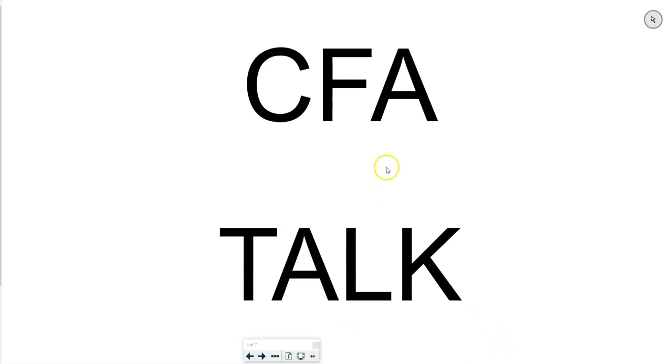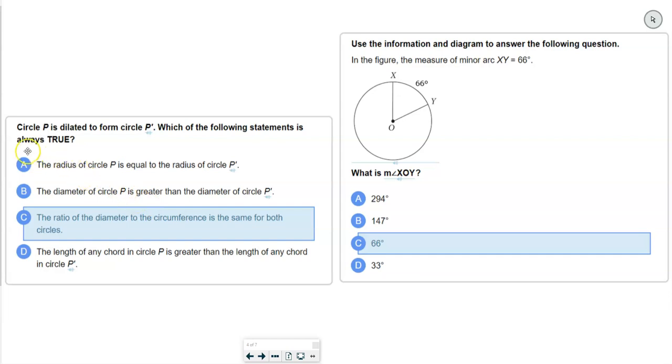So today, guys, we're going to go over the CFA you guys took last Friday. So first question was, a circle P is dilated to form circle P prime. Which of the following statements is always true? So if it's dilated, it means it's getting bigger or smaller, right?